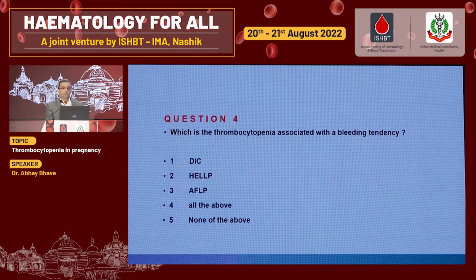And which is the thrombocytopenia associated with the bleeding tendency? Which is the thrombocytopenia associated with bleeding tendency? So the answer is DIC bleeds, HELLP bleeds, AFLP bleeds. So the answer is all of the above.